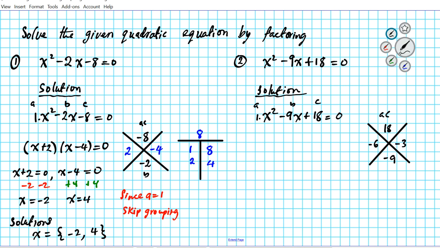And now A is equal to 1, so we're going to skip grouping again. So we can just write down what the factored state is. A is equal to 1, skip grouping.